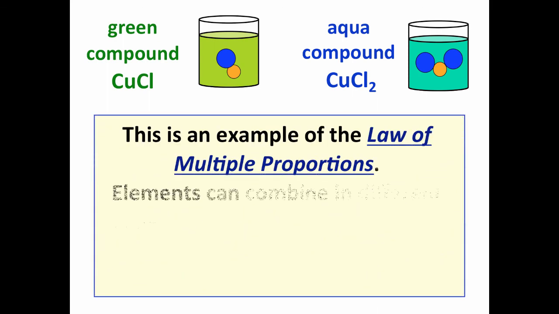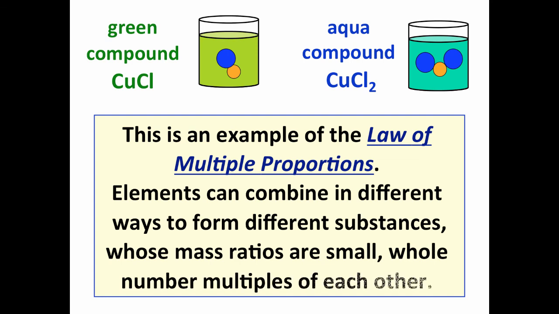And this is an example of what's called the law of multiple proportions, where elements can combine in different ways to form different substances, and when they do, the mass ratios of these different substances are going to be small whole number multiples of each other. In this case, it was a 2 to 1 small whole number ratio, but we could of course have 5 to 3 whole number ratios, or 6 to 5 whole number ratios for different compounds of given other elements.